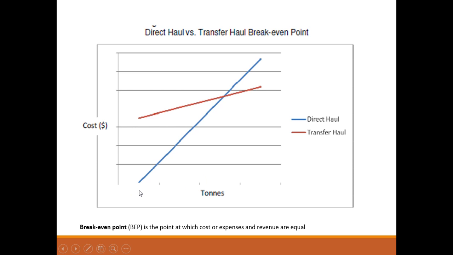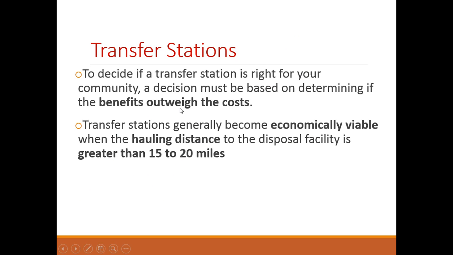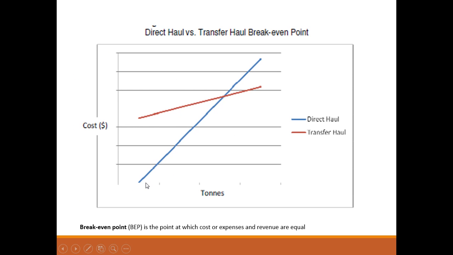Let's look at the direct haul first. We see the weight being equal between the direct haul and transfer, but notice at the beginning, when the weight is low, the tonnage is low for both of them.